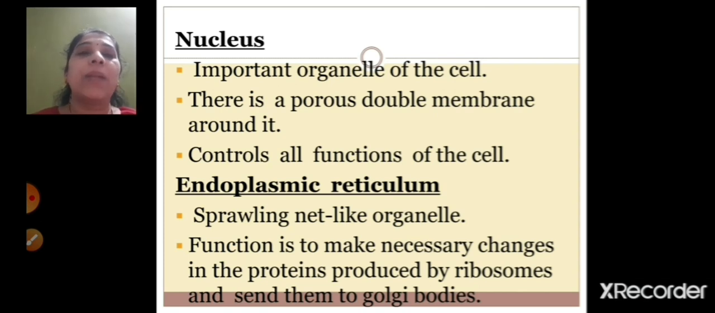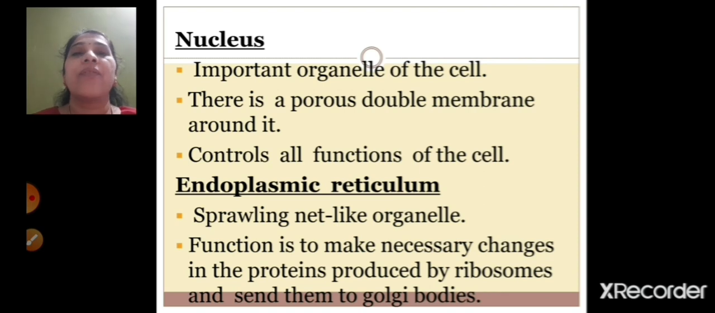Next is the endoplasmic reticulum. This endoplasmic reticulum has a structure like a sprawling net-like organelle. Sprawling net-like organelle means it covers a large part of the area, right? Its function is to make the necessary changes in the proteins which are produced by the ribosomes, and then it is sent to the Golgi bodies, right?